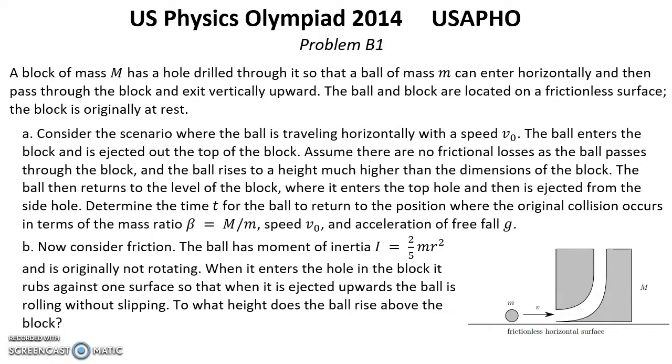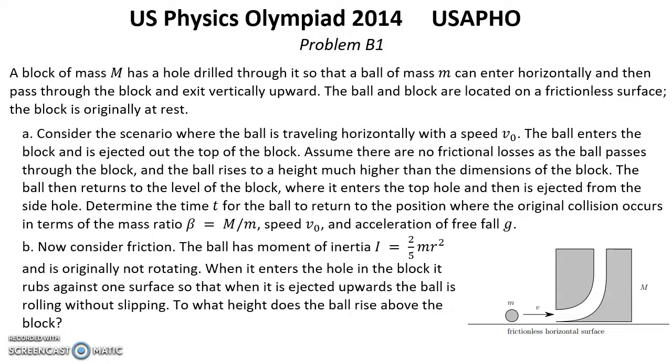The ball has a moment of inertia I equal 2 over 5 m r square and is originally not rotating. When it enters the hole in the block, it rubs against the surface so that when it is ejected upwards, the ball is rolling without slipping. To what height does the ball rise above the block?